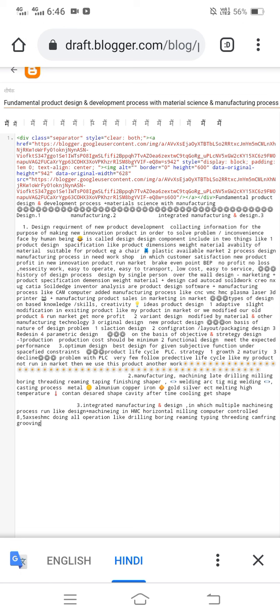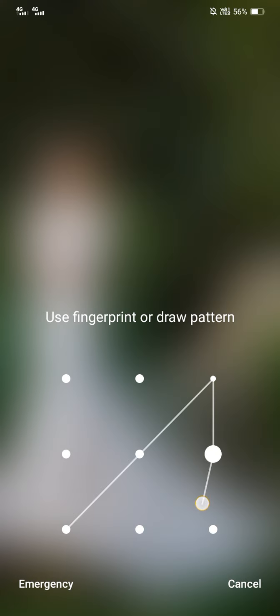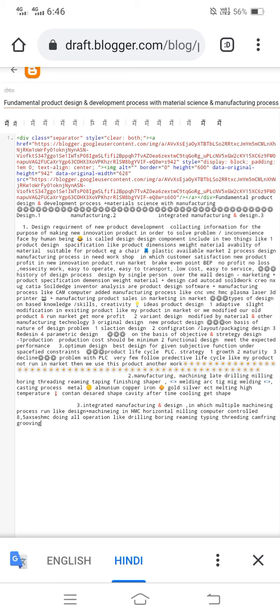Variant designs are those designs which are modified by material and other manufacturing technology. The original design is a new product design.